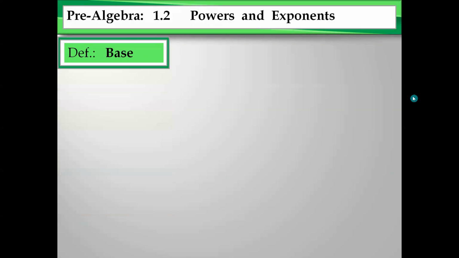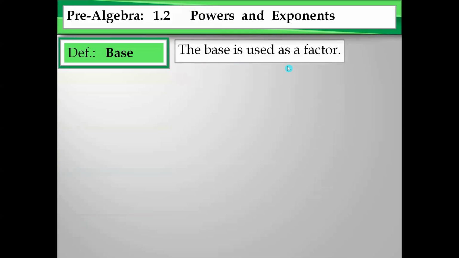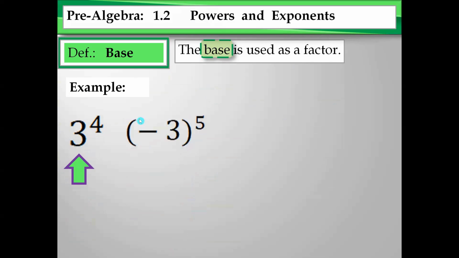Let's get a formal definition for base. The base is used as a factor. For example, if we have 3 to the power of 4, the base would be 3. If we have parentheses negative 3, close parentheses to the power of 5, the negative 3 would be the base. Here we have to watch out for a common error. In this problem, the base is negative 3. Check. The common error is to think that the base is 3.